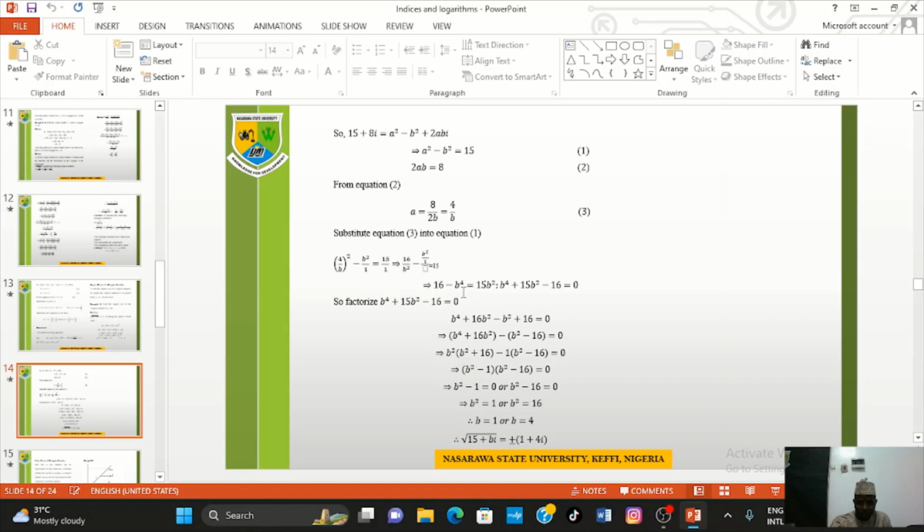Now you would rearrange by taking the b to the power of 4 to the right hand side, so that the family of b will be on the same side. So we now have b raised to the power of 4 plus 15b raised to the power of 2 equals 16. So at this point now, we are looking for what? We are looking for b and a.